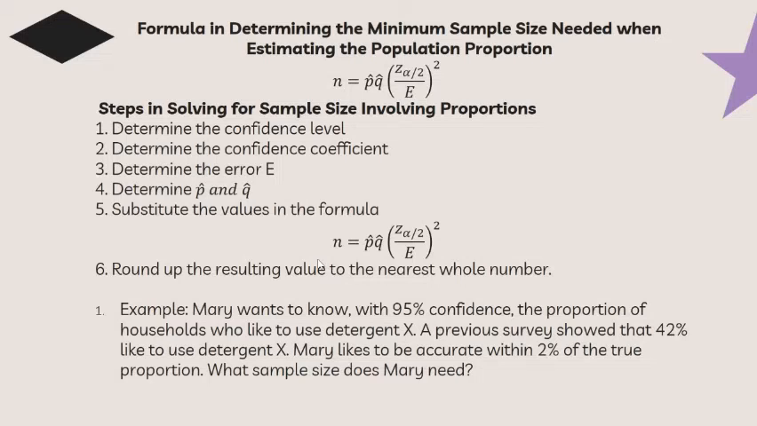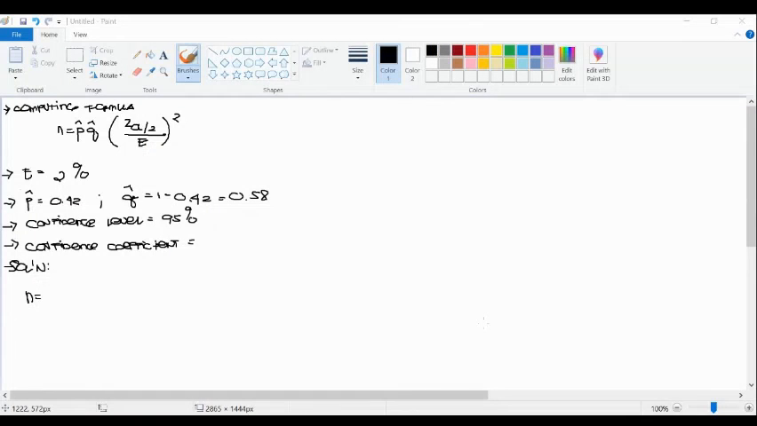Mary wants to know with 95% confidence the proportion of households who like to use detergent X. A previous survey showed that 42% like to use detergent X. Mary likes to be accurate within 2% of the true proportion. What sample size does Mary need? Based on the question, our computing formula would be n is equal to p hat multiplied by q hat times z sub alpha over 2 over E, squared. The error E is pegged at 2%. Your p hat is equal to 0.42 or 42%, and to find the q hat, that will be 1 minus 0.42, which is equal to 0.58.